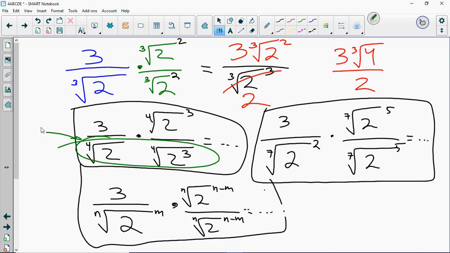Here's a little more complicated one. Here I've got the 7th root of 2 but I've already got it squared. So what do we need to multiply here? The 7th root of 2 to the 5th, because now when I multiply, I'll get the 7th root of 2 to the power of 7.